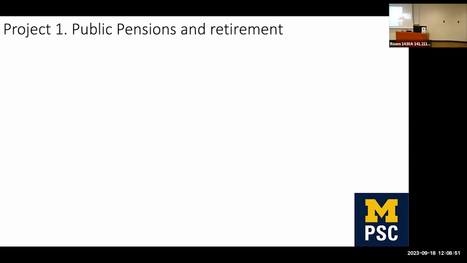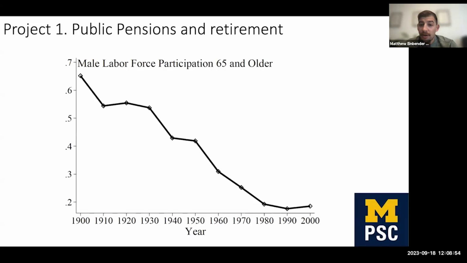So this first project, focusing on public pensions and retirement, is motivated in large part by this time series figure showing the decline in elderly male labor force participation, 65 and older, over the 20th century. And naturally, this increase in retirement has been studied by many demographers and economists and other social scientists.